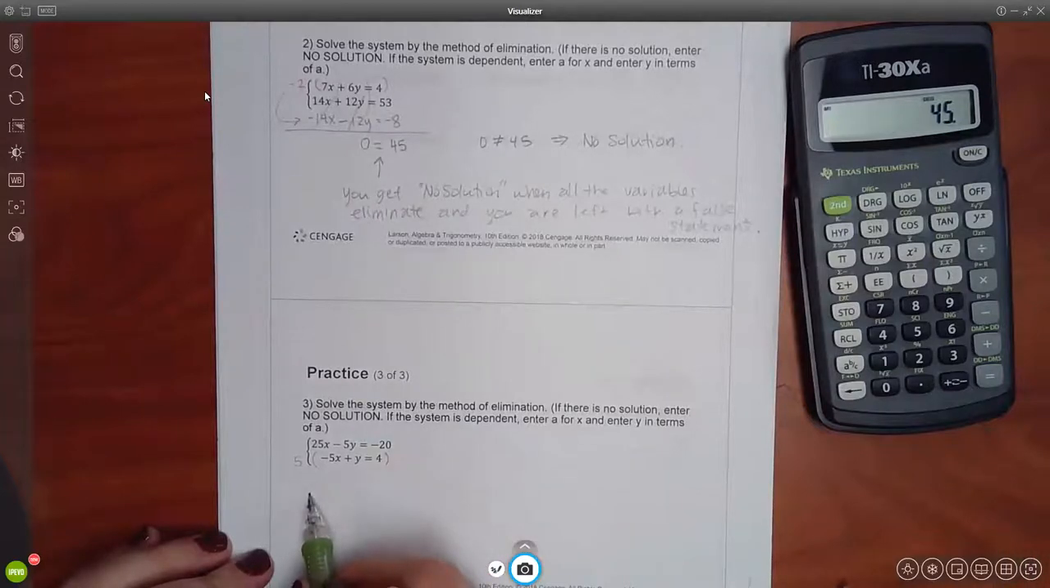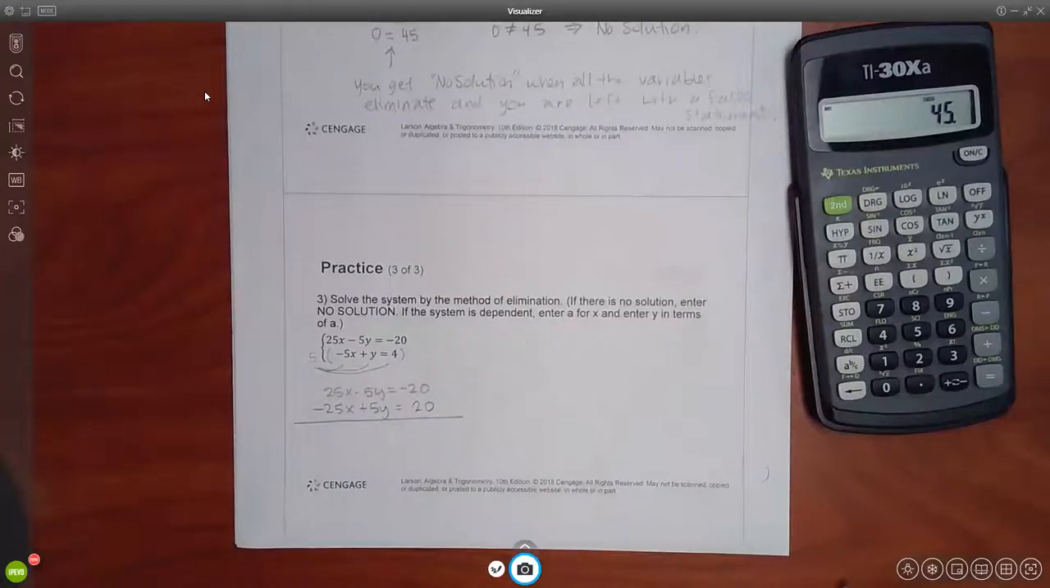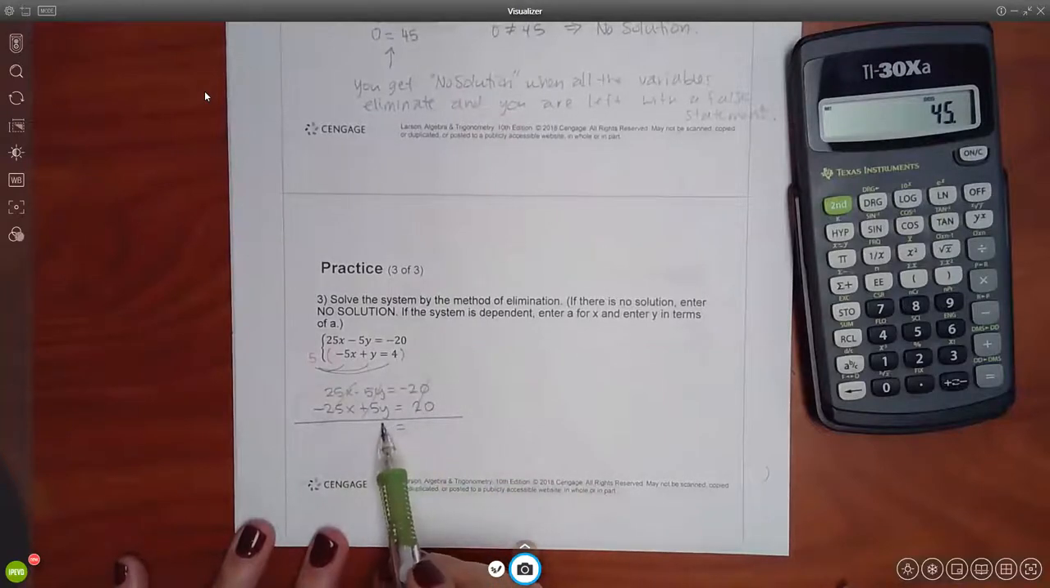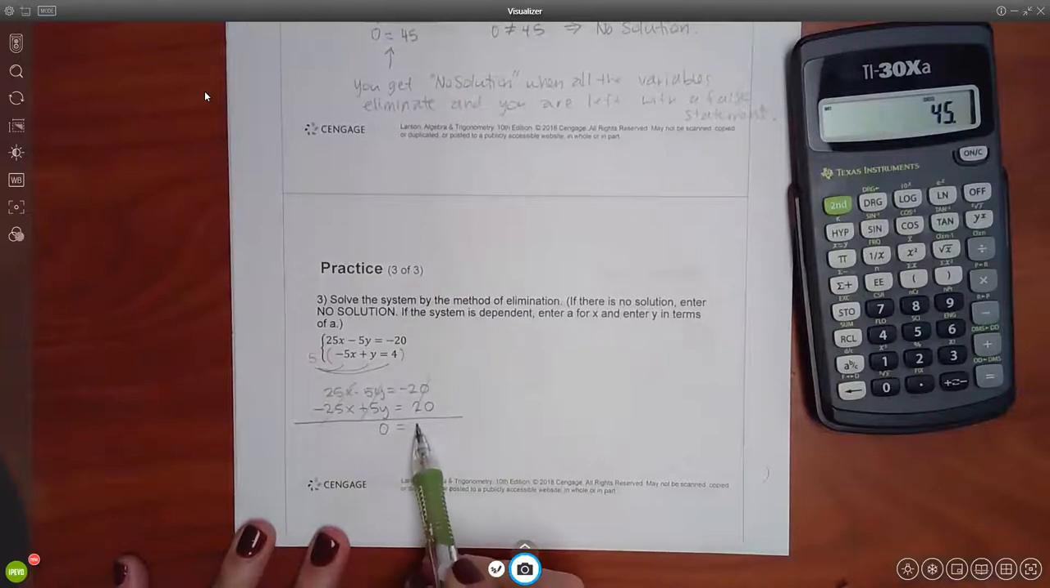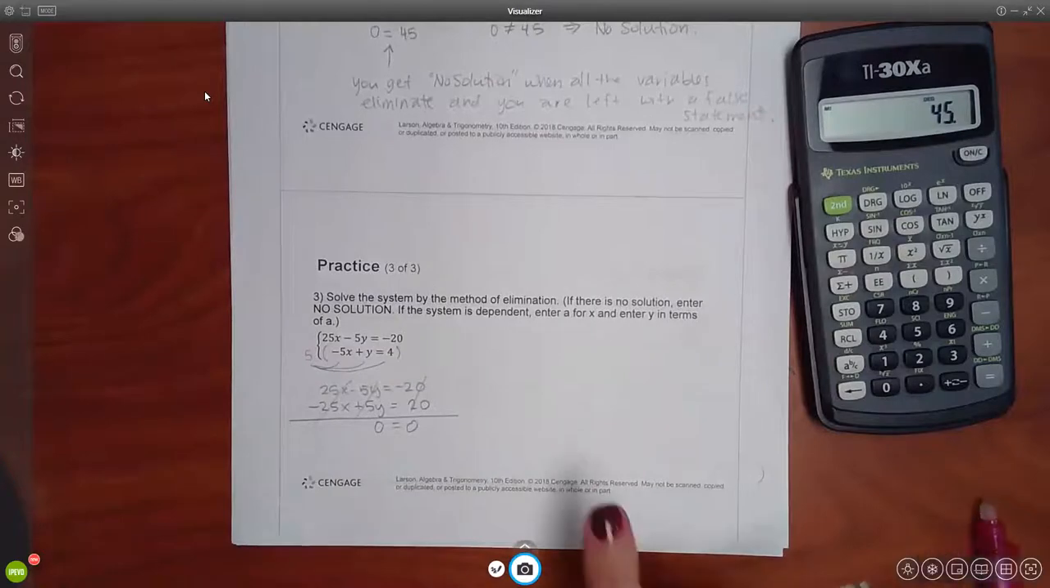So then let me write that down. I'm going to have this top equation. It's not like the other one where I could just put it underneath. And then when I multiply these out, I get negative 25x, positive 5y, and positive 20. So equation one is exactly the same. And then the bottom one is the equation two multiplied out. But then this time, right, everything wipes out. So what do you have on the left side? Zero. And then what do you have on the right side? Zero.